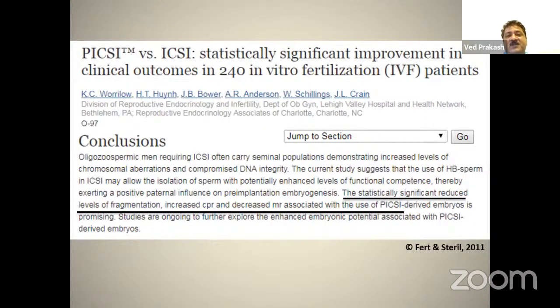Pixie versus ICSI shows statistically significant improvement in clinical outcome in 240 in vitro fertilization patients. It significantly reduced the level of fragmentation, increased CPR, clinical pregnancy rate, and decreased miscarriage rate associated with the use of pixie derived embryos.